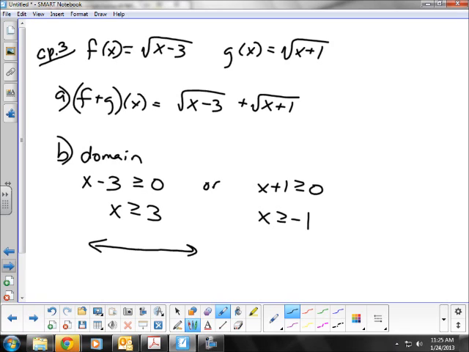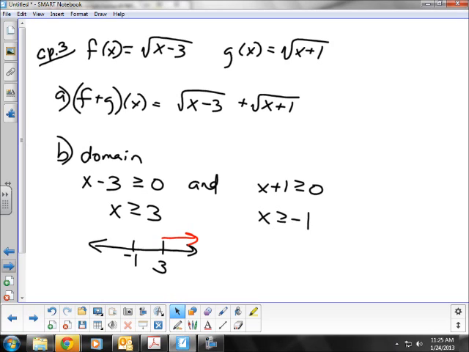I'm going to do this one in red. Okay, this says that I can have the stuff that's greater than 3. Right? Nope, I lied to you. This is an and statement. I had it right to start with. And it also says that x has to be greater than negative 1. Now, what's my solution here? What's my domain?